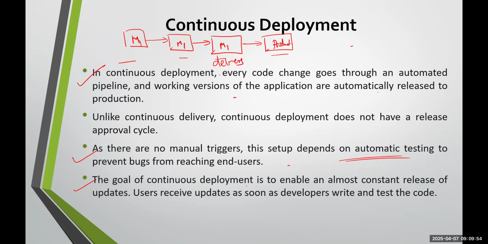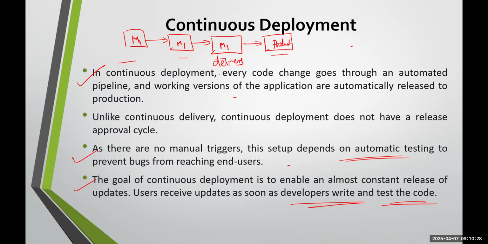So what is the goal of continuous deployment? To enable an almost constant release of updates, and users receive updates as soon as developers write and test the code. So with deployment, customers can immediately give feedback, they can check the product, and based on the feedback we are able to make changes in that process. So it's all about development and operational team collaboration, guys. That's the reason CI/CD is very popular nowadays, and we are able to make it possible using Agile also.